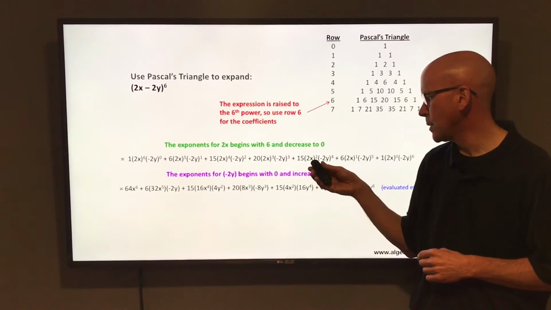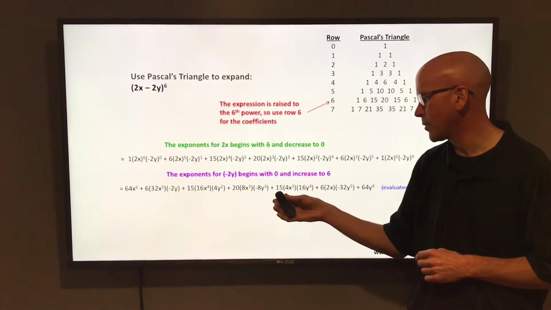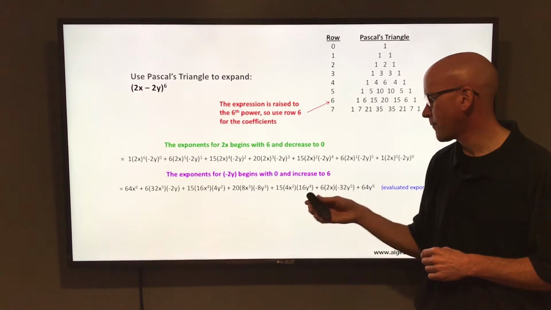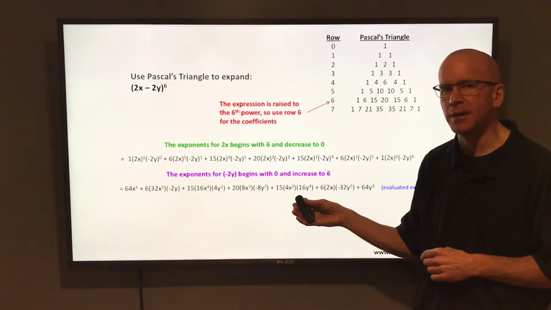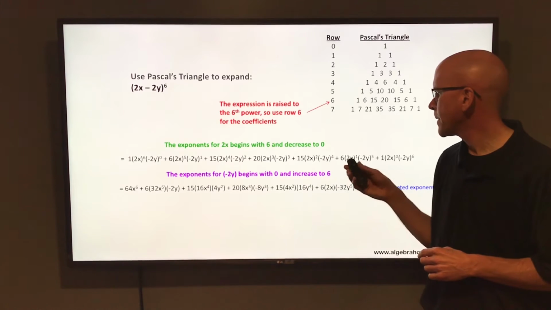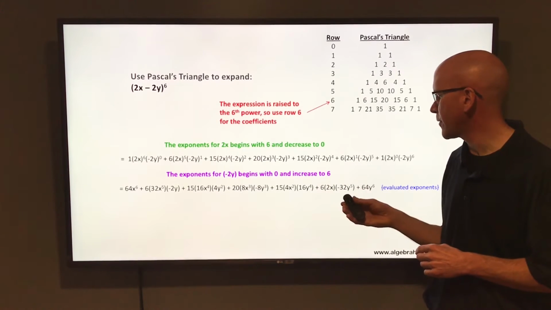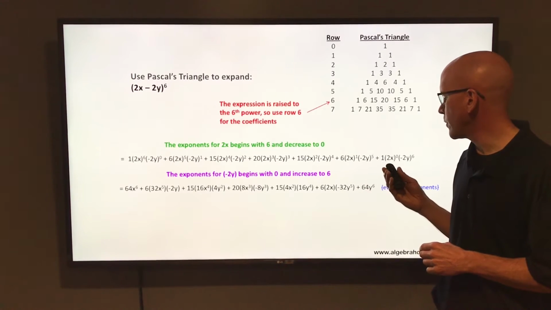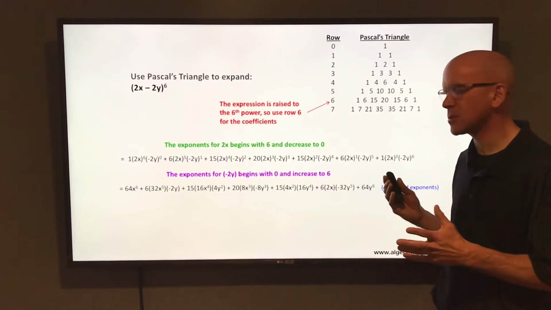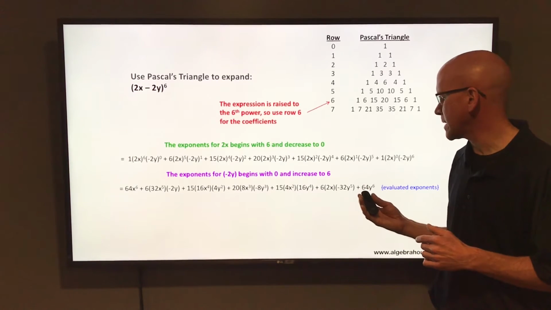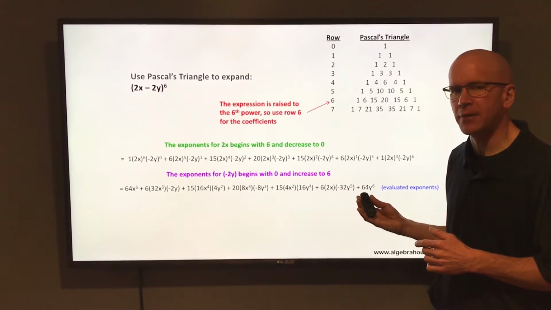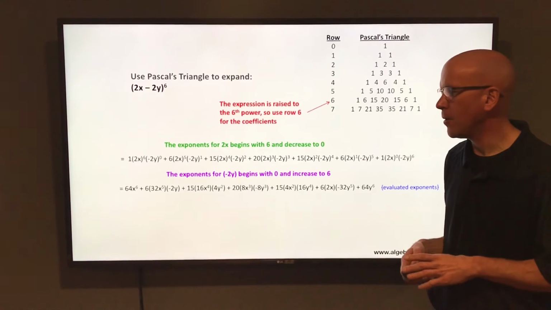Next up, take 2x to the 2nd, that is 4x squared with the 15 in front. Negative 2 to the 4th is positive 16, so it'd be positive 16y to the 4th. 2x to the 1st is just 2x with the 6 in front of that. Negative 2 to the 5th is negative 32y to the 5th. And then 1, we don't need that. 2x to the 0, we don't need that. That's just 1. Take negative 2 to the 6th, that is positive 64. So it'd be positive 64y to the 6th on the end.